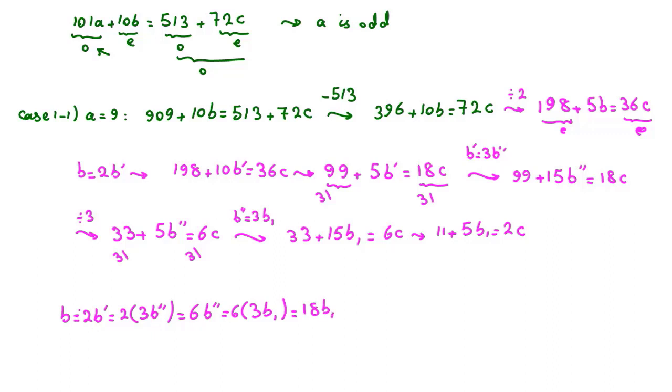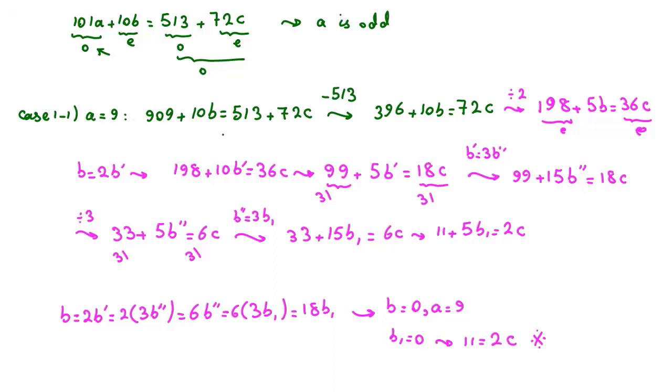So because b is a digit, the only possible case is b1 = 0 and b equal to 0. So if b equal to 0, a equal to 9, and here b1 is 0, so let's see c is what? So 11 equal to 2c. And we conclude that c cannot be equal to any integer, so contradiction. So case 1, a equal to 9 was rejected.